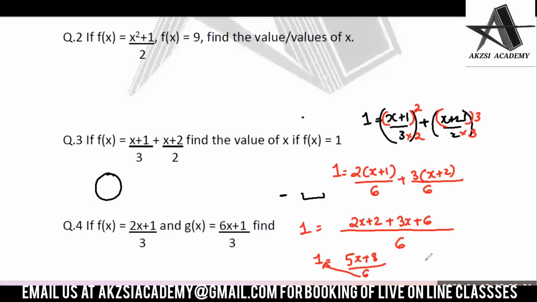Simply cross multiply and do it here. This will become 6 is equal to 5x plus 8. Transpose 8 there. 6 minus 8 is negative 2 equals 5x. And ultimately I can calculate x is equal to negative 2 by 5. So this is my final answer.